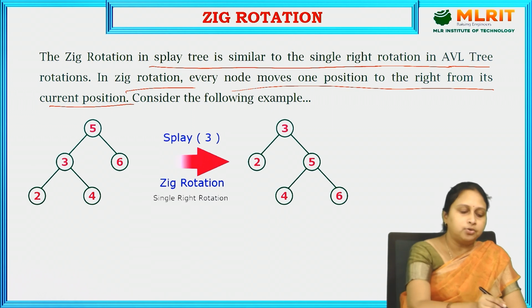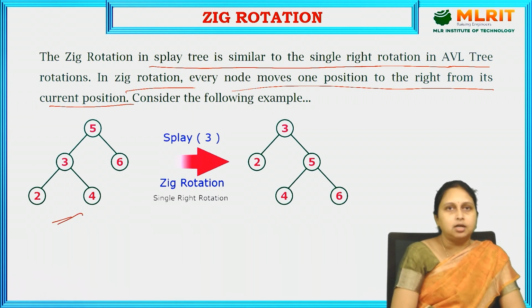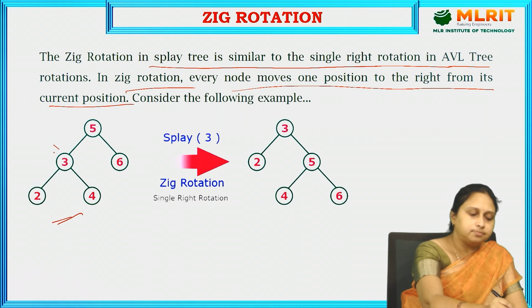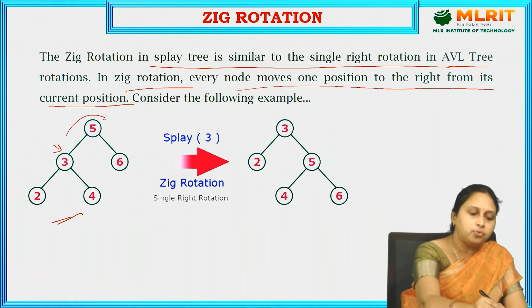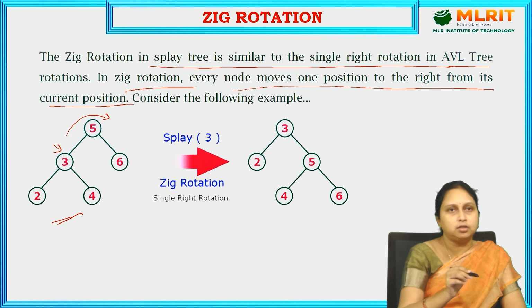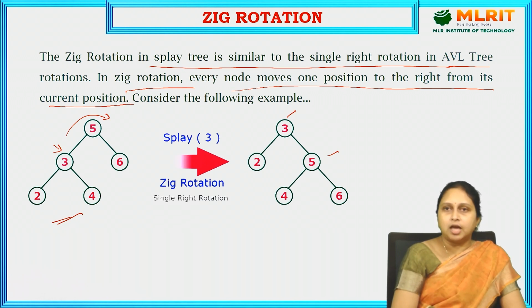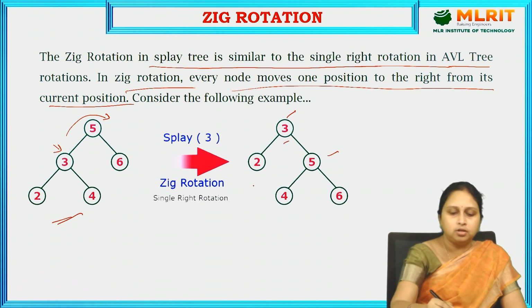Now, suppose I am going to consider this tree. In this tree, I am going to perform splay on 3. Splay on 3 means we are going to perform zig rotation. That means it is going to move one position right. When 3 is moving to the top, automatically 5 will come down, right? Like this one. 3 is the root node, where you can access this tree fastly; we have placed it as a root node. We can access that particular node very fast, right? And when 5 moves down, automatically 2 will be the left child and 5 becomes the right child.